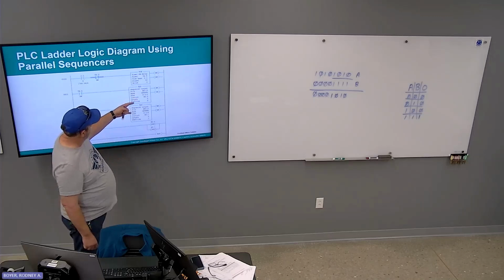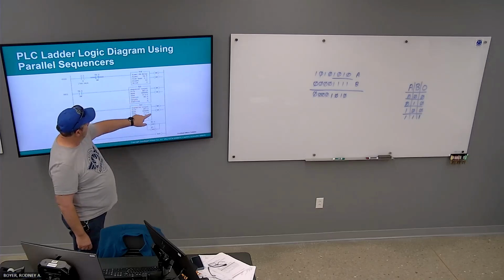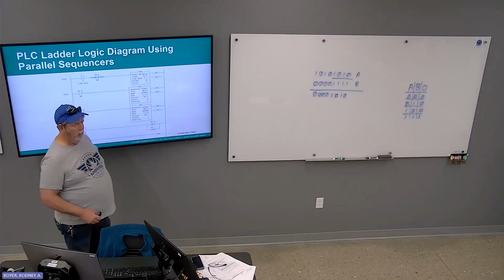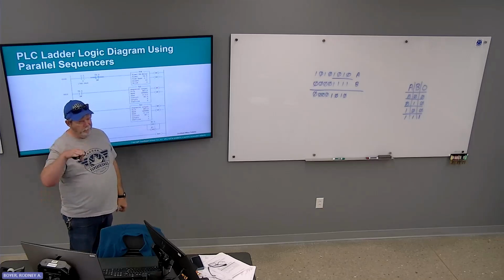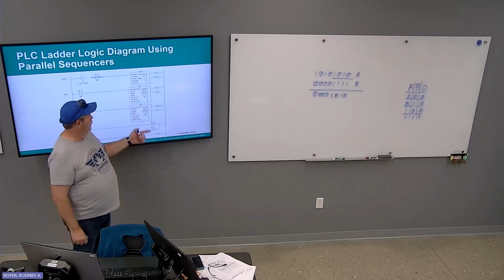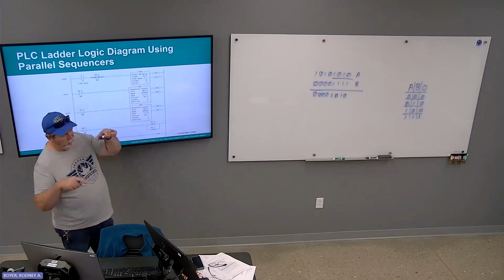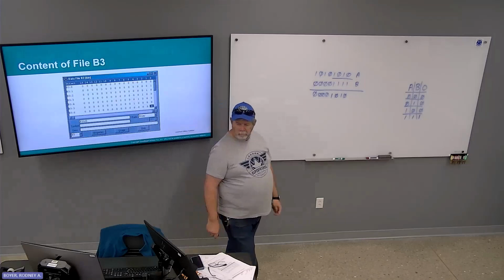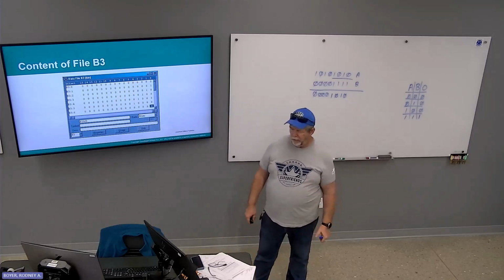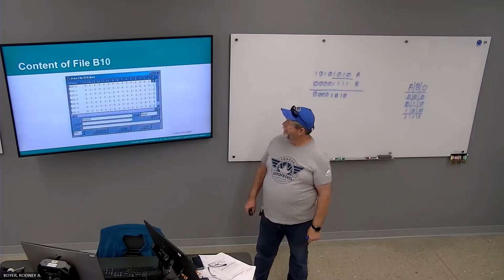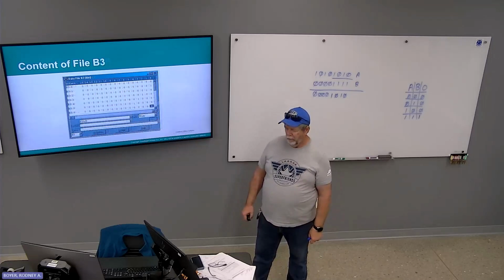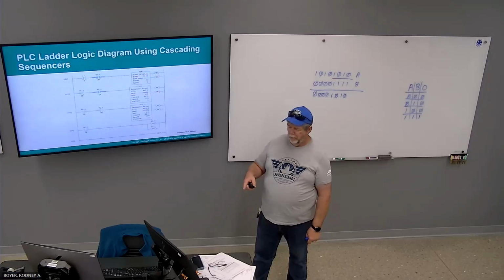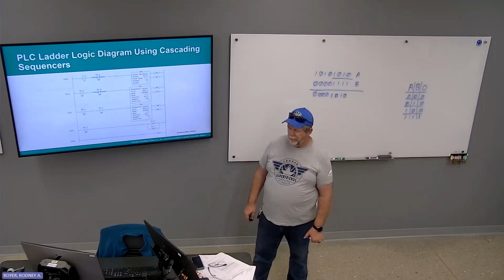Same length. It's interesting that they drew them in different positions. The only way for them to stay in sync with each other is if they're both on the same step. So if that starts at 0 and that starts at 1, you're going to be off as it steps through. So contents of bit file 3, contents of bit file 10, for the parallel or the cascade.